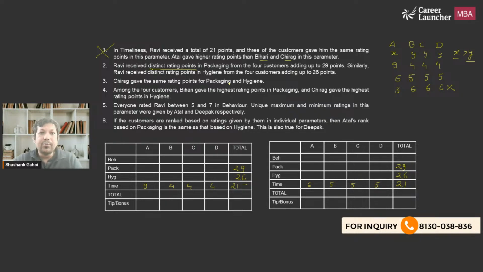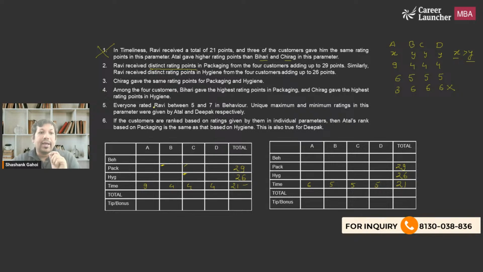Chirag gave the same rating points for packaging and hygiene. So Chirag has this value, and for packaging and hygiene these two numbers should be the same. Okay, let's read the next point. Among the four customers, Bihari gave the highest rating points in packaging, and Chirag gave the highest rating points in hygiene. So Bihari is highest in packaging and Chirag is highest in hygiene. So these two values should be the highest.